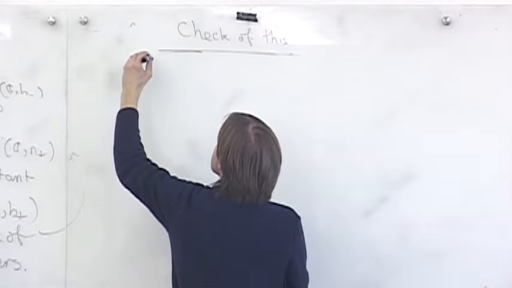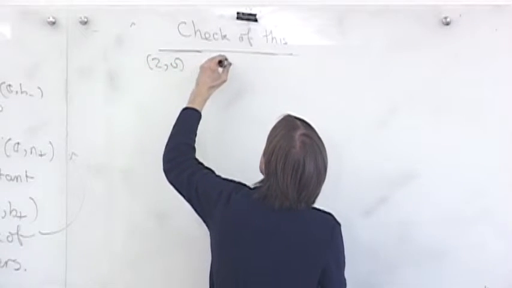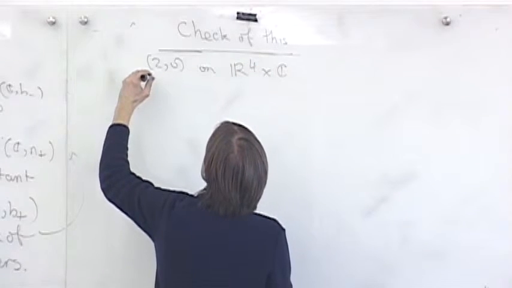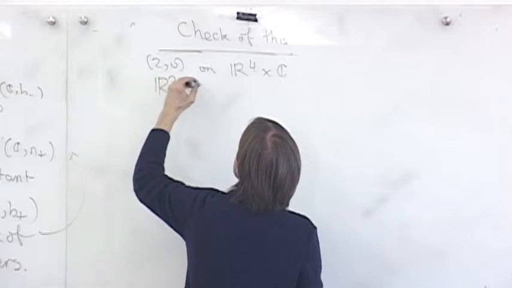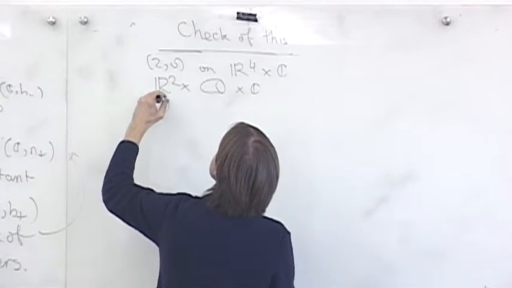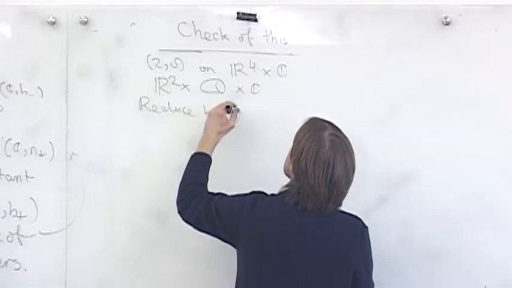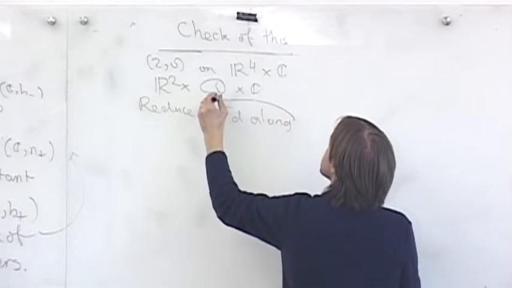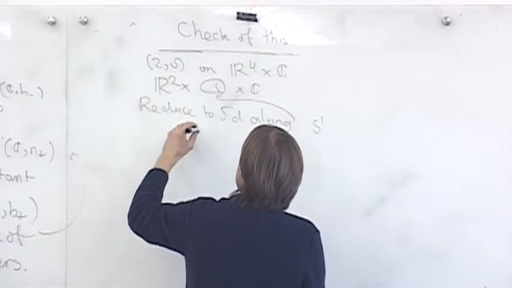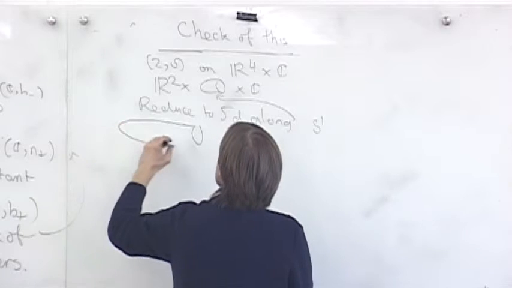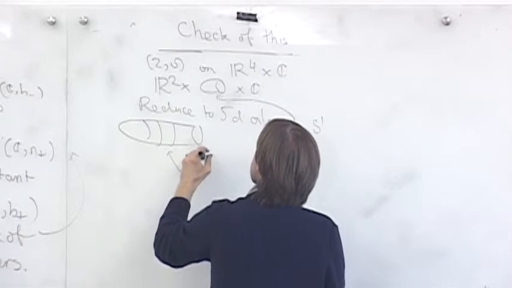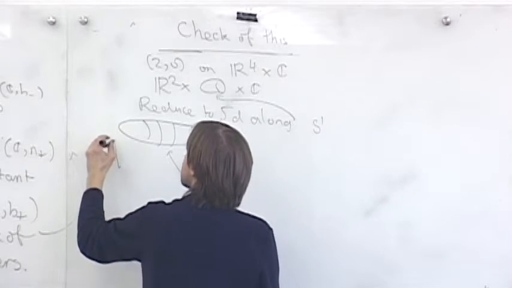What's the check of this? So again, consider 2,0 on R4 cross C. And let's consider it instead on R2 cross a cylinder cross C. So we reduce to 5D along that circle, S1. So what do we find? I'll draw my cylinder. Here, we find some version of 5D Yang-Mills. And here, we find a boundary condition.